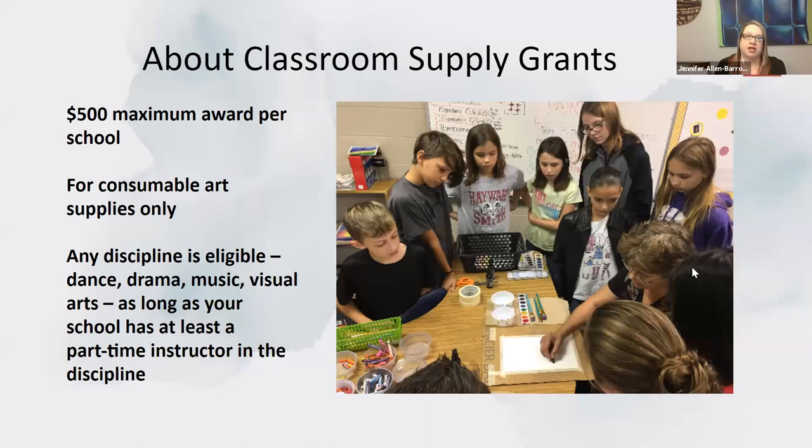We have a list on our website of examples of what consumable supplies might look like in each of the disciplines. But basically, for visual arts, I think it's pretty easy to get an idea of what that might be: paint, paper, canvases, ceramics, glazes, mixed media supplies, but not things like easels or pottery wheels or equipment. So things that are really used up or transformed during the course of instruction. For music and drama, it might be licensing rights to do performances.